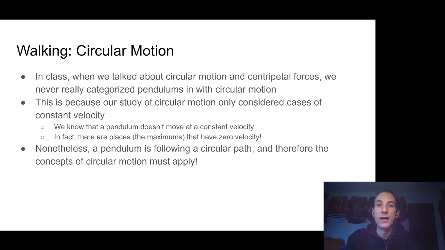So we said, okay, we have this a equals v squared over r, our centripetal acceleration equals v squared over r, and that was for cases that had a constant velocity. But we know that a pendulum doesn't have a constant velocity. In fact, there are even places on our pendulum where we have no velocity, right? We're speeding up when we're going down, and then we're slowing down when we're going up. Confusing, but we don't have a constant velocity. Nonetheless, we still have this circular path, so we know that some concepts of circular motion have to apply to this pendulum.